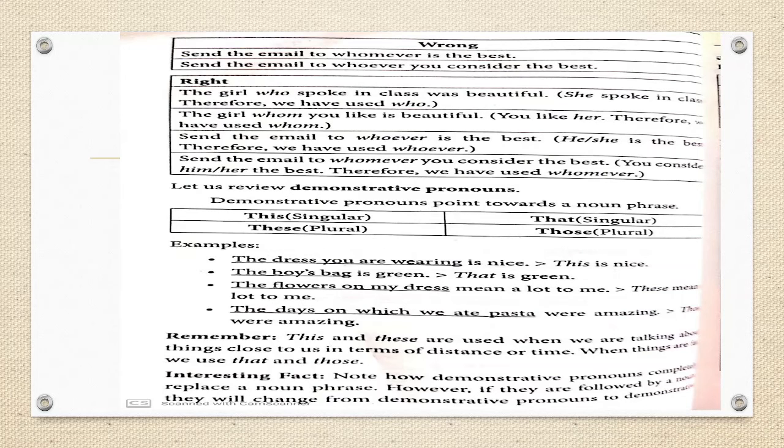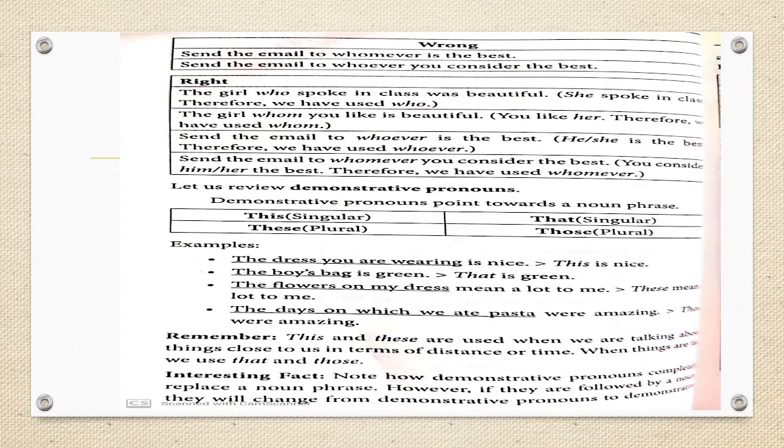So let's review the last pronoun, that is the demonstrative pronouns. Demonstrative pronouns point towards a noun phrase. So this is a singular demonstrative pronoun, and that is a singular demonstrative pronoun. These are the plural demonstrative pronouns, and those are plural demonstrative pronouns. So this in singular becomes these in plural form, and that in singular form becomes those in plural form.